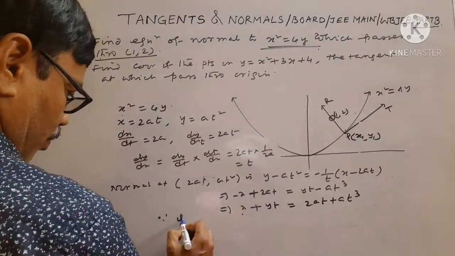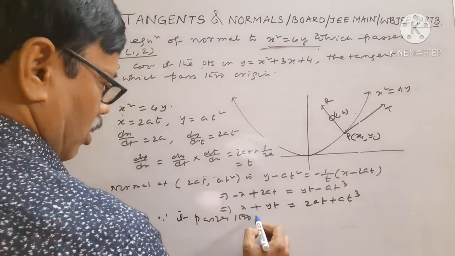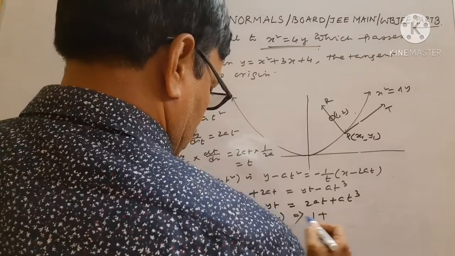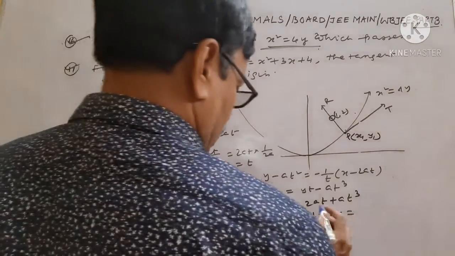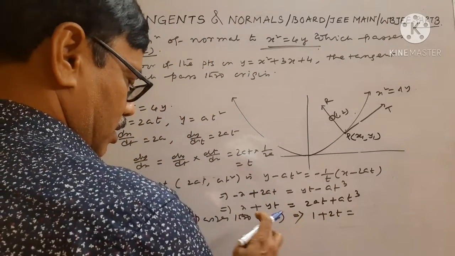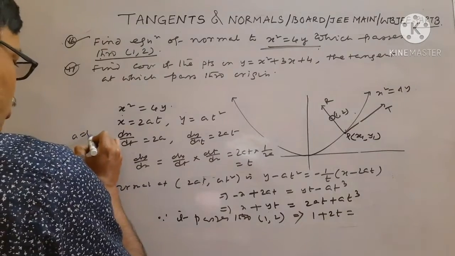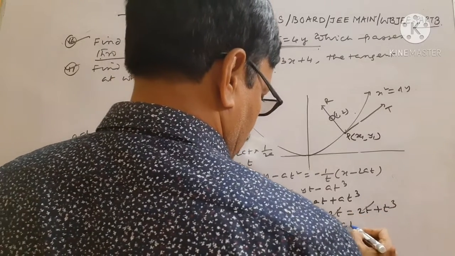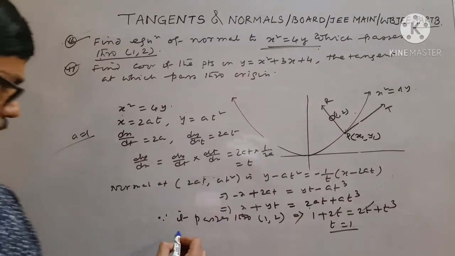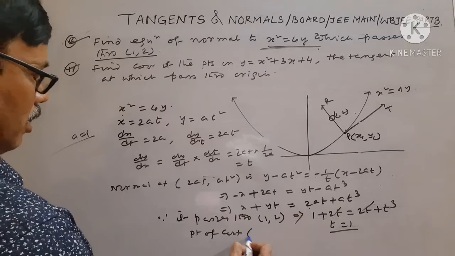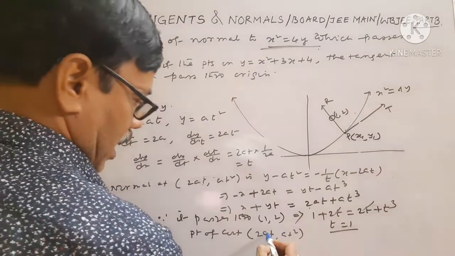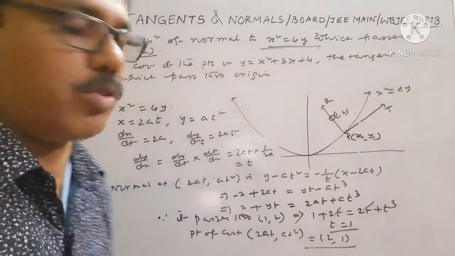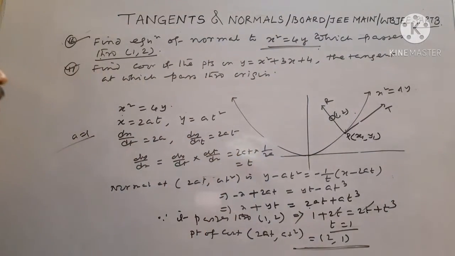Now since it passes through (1, 2), this implies 1 plus 2t. Here a equals 1. So we get 2t plus t cube, the 2t cancels, so t equals 1. So what is the point of contact? The point of contact is (2at, at square). So a is 1, t is 1, so we get (2, 1) as the point of contact. Similarly, you find the equation of the normal.